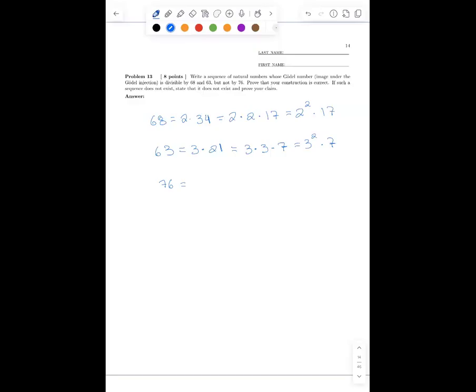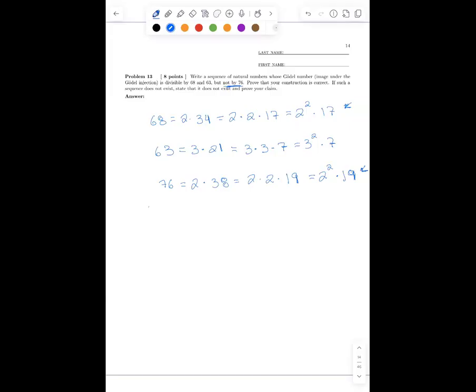I can divide 56 by 2. So 56 divided by 2 is 28. 28 can be divided more by 2. So 2 times 2 times 19. 19 is my last prime number, so I can leave it as it is, and I have 2 squared times 19. So my sequence will go up to 17. If we include 19, then it will be divisible by 76, but the question says not by 76.